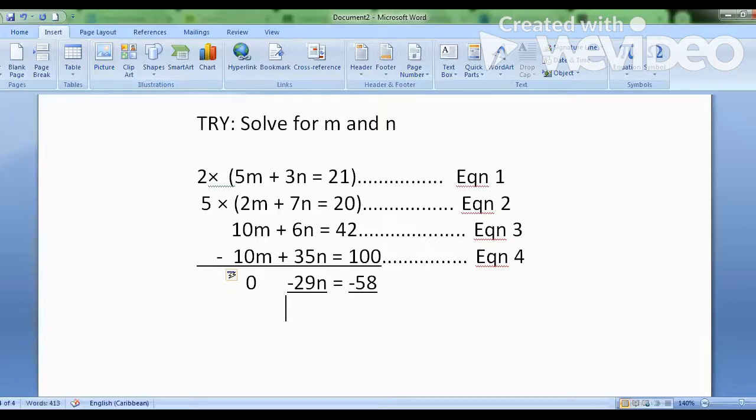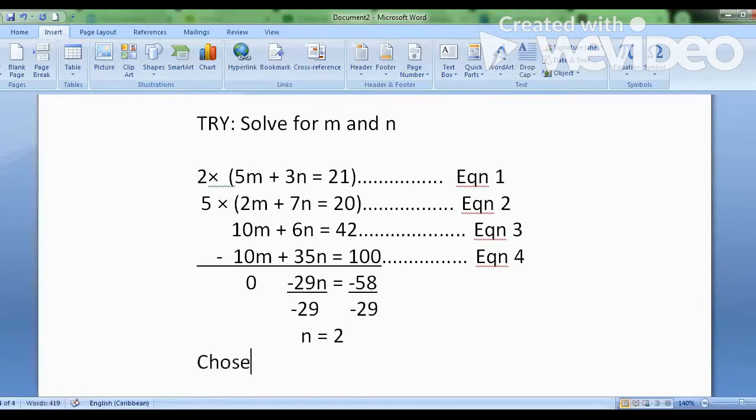All right. You're going to divide both sides by negative 29. By negative 29? Right. So we're going to be doing the linear equation. When we get negative 29 again, that's going to give you a positive. I think positive 2. Yes, positive 2. All right.